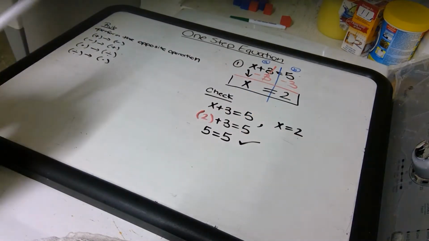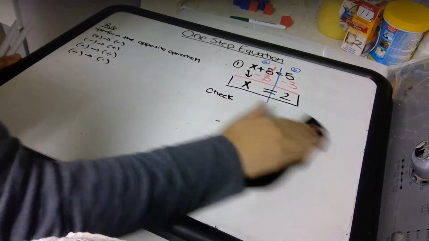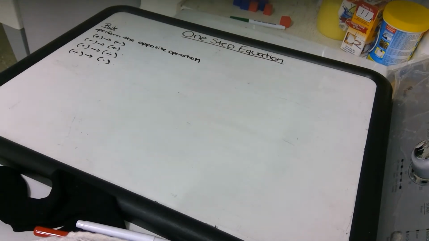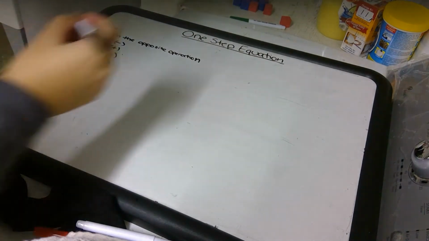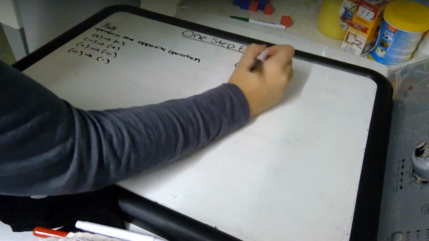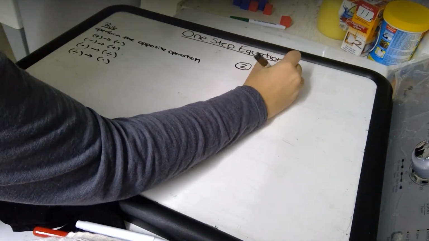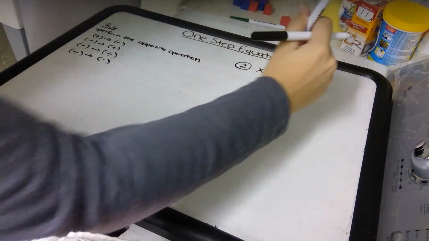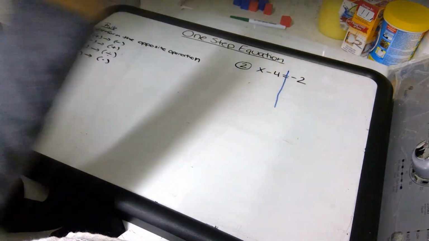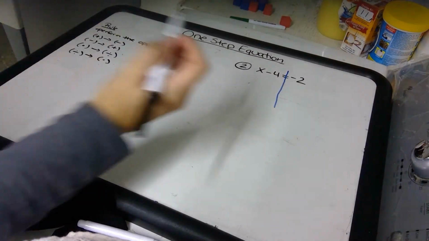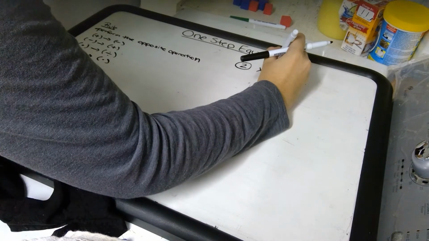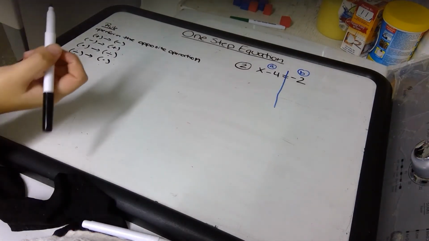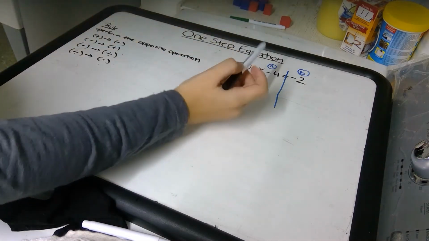Let's look at another example. We have example number 2. So we have X minus 4 equals negative 2. Okay? Remember, we have to separate the sides. In this case, we have 2 sides. So this is side A. This is side B. Now, we have to look at what side X is on. X in this case, this is side A again.